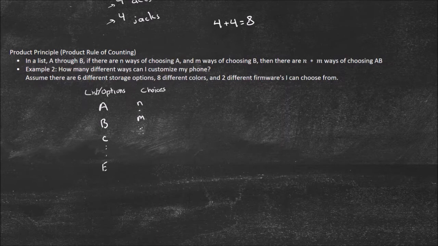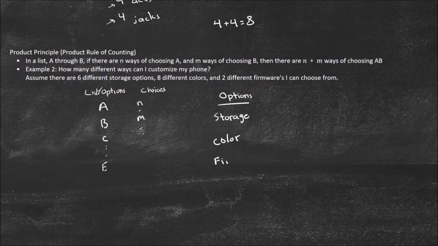So let's take a look at this example here. How many different ways can I customize my phone? Assume there's 6 different storage options, 8 different colors, and 2 different firmwares. Well, let's think. What are my options? My first choice is going to be the storage. And then I'm going to have to choose my color. And then I'm going to have to choose my firmware. So these are my 3 options. This is the list basically.